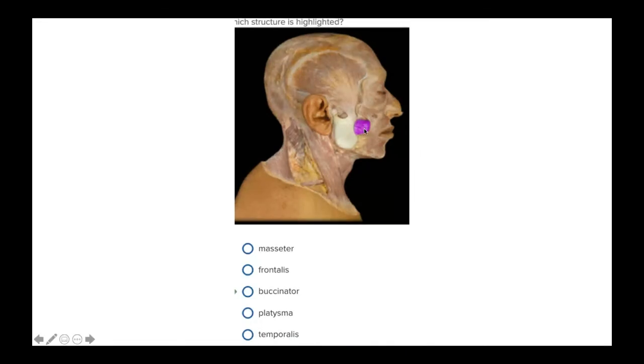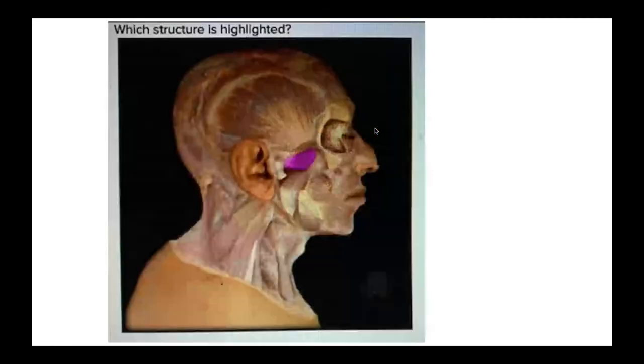Okay, now this one is the trumpet blowing muscle. This is called the buccinator. And if you remember, buccal means cheek from the very beginning of anatomy and physiology. So if you were to do this and puff out your cheeks, that's the buccinator's job to do that.